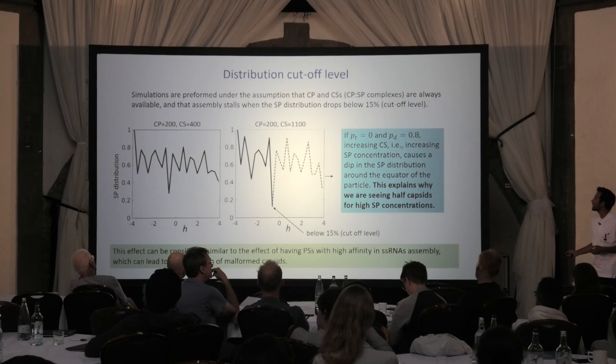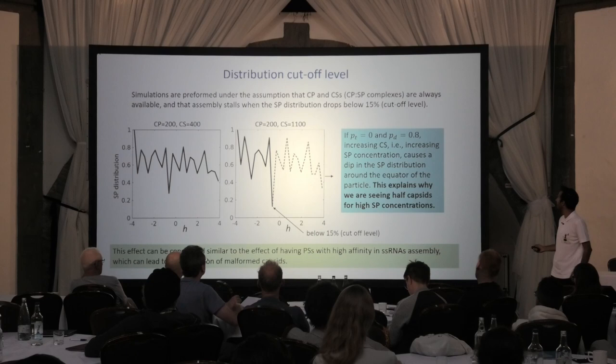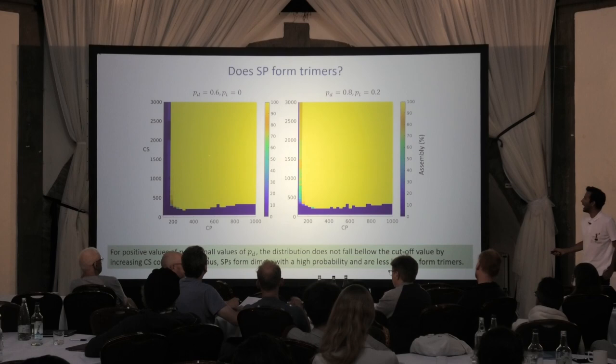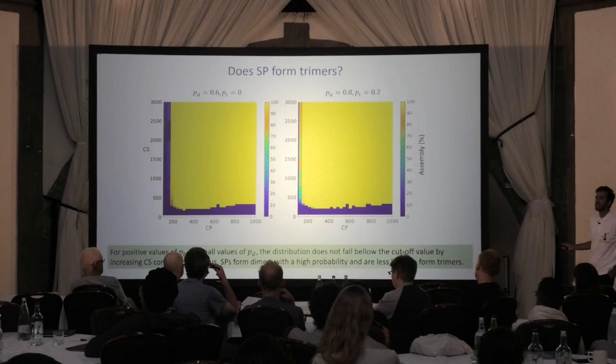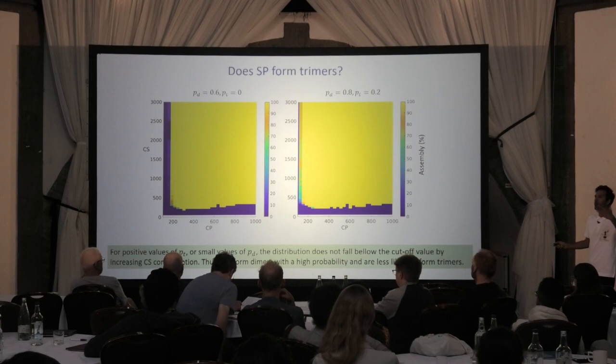Then we want to see whether it happens all the time or not. For this case, we had PD equal to 80%. But what if PD is 60%? Now we are changing the CS and changing CP, and then looking at the percentage of assembly when we do 1,000 simulations. For example, if CP is 400, as you increase CS, the assembly is always 100%. It never goes below that cutoff level.